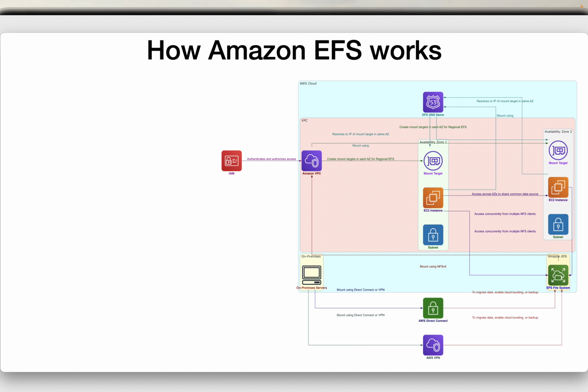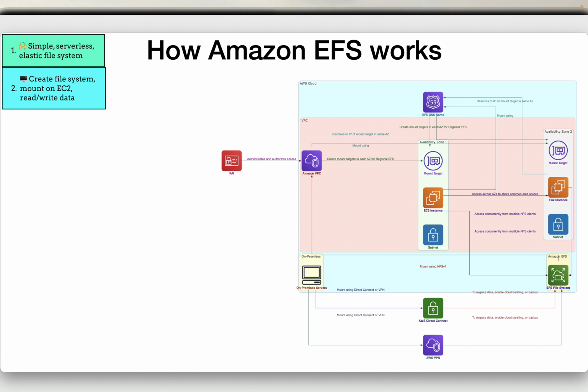Okay, how Amazon EFS works. So Amazon EFS provides a simple, serverless, set-and-forget elastic file system. With Amazon EFS, you can create a file system, mount the file system on an Amazon EC2 instance, then read and write data to and from your file system. You can mount an Amazon EFS file system in your virtual private cloud (VPC) through the Network File System versions 4.0 and 4.1 (NFSv4) protocol.